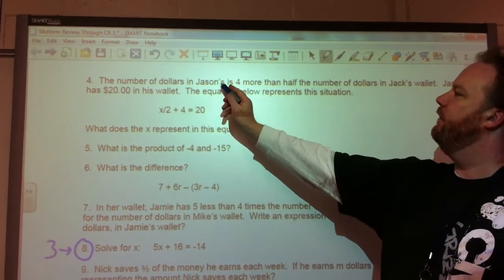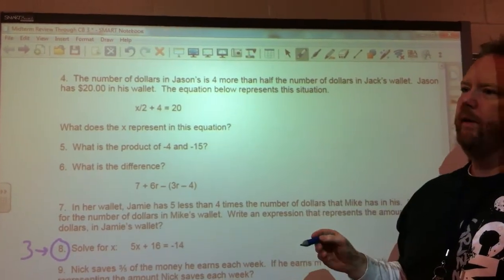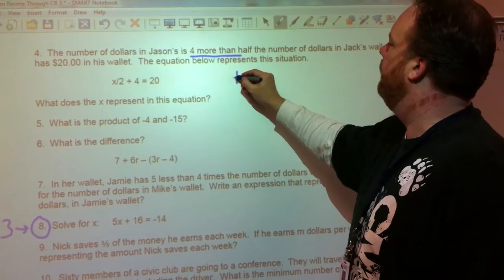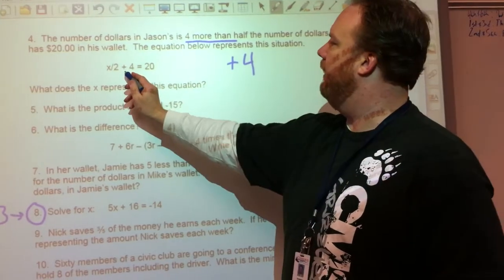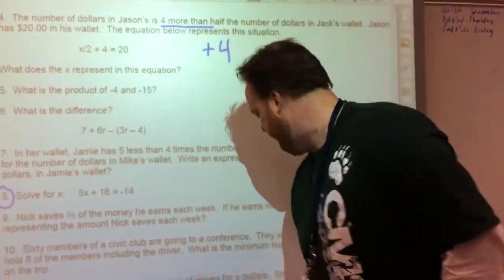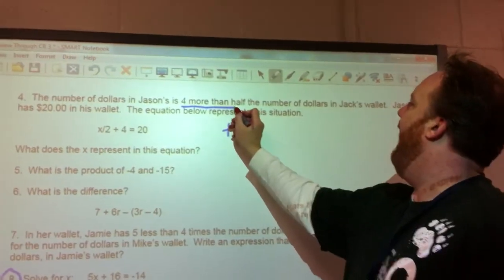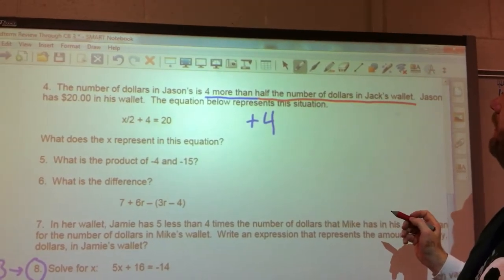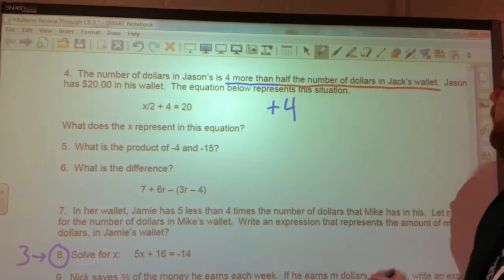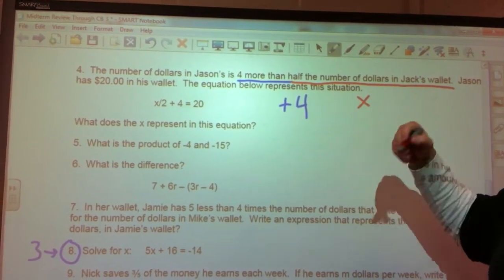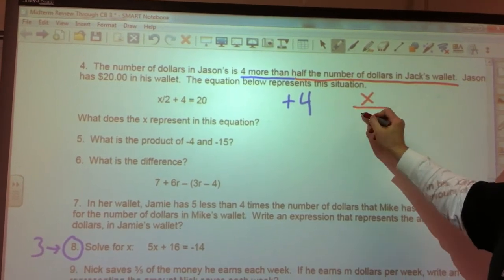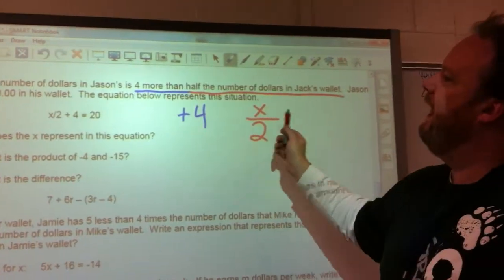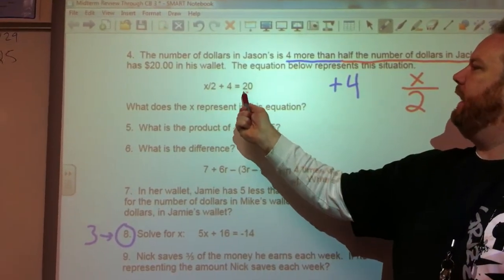The number of dollars in Jason's wallet is 4 more than. Well, anytime we see 4 more than, we know that we're going to see a plus 4, which we have right here. Then we also have half the number of dollars in Jack's wallet. Half of anything can be represented by some variable, x, y, z, j, whatever you want to use, over 2. Well, we also have that here. And we also see $20, which is represented right here.